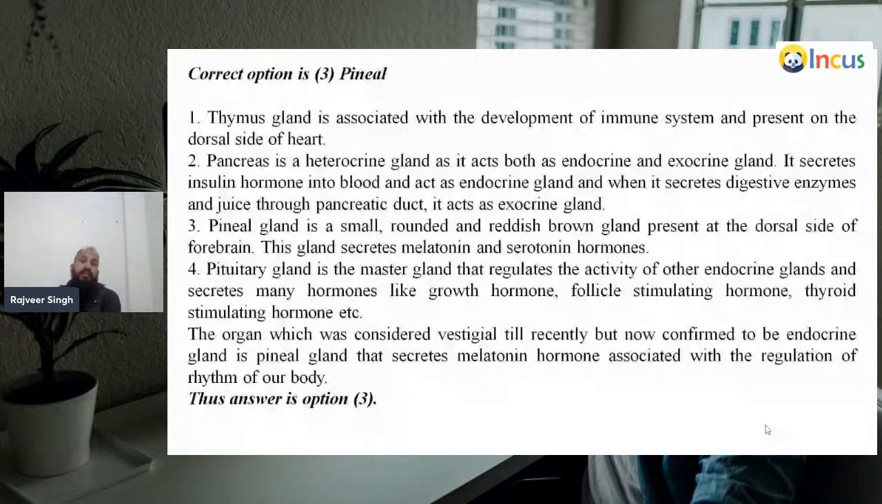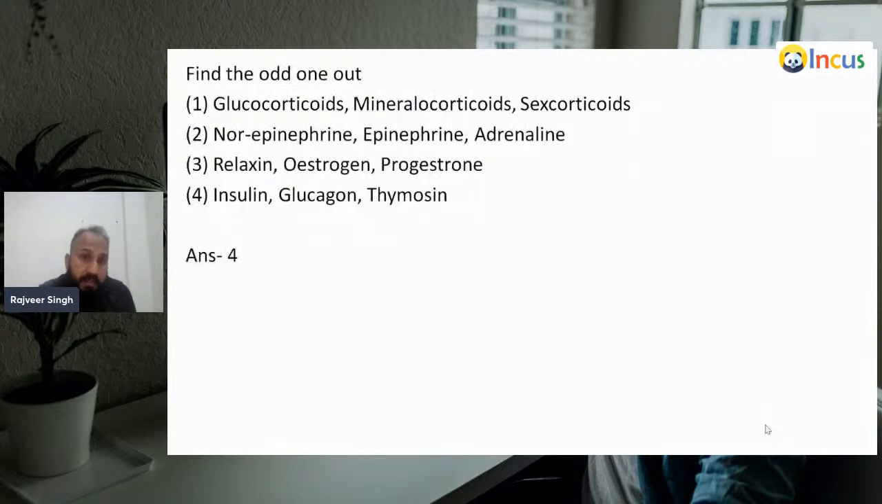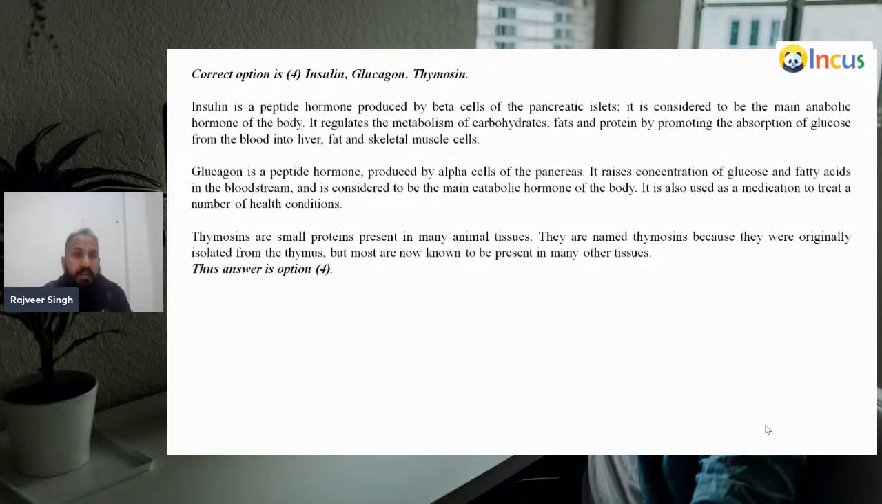Next one is very good. Find out the odd one among them: glucocorticoids, mineralocorticoids, sex corticoids, norepinephrine, epinephrine, adrenaline, relaxin, estrogen, progesterone, insulin, glucagon, thymosin. Among them, our answer will be fourth, because insulin, glucagon, thymosin, these are the odd ones. Why? So see in this part.